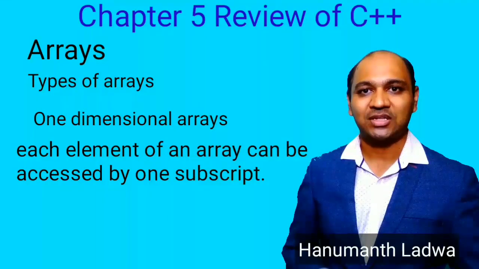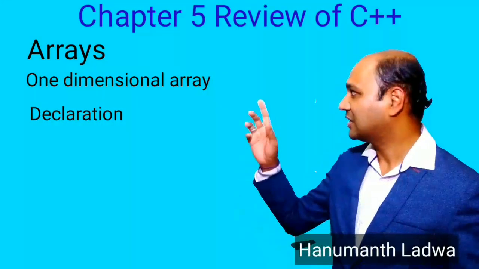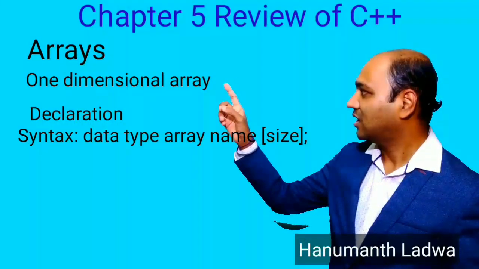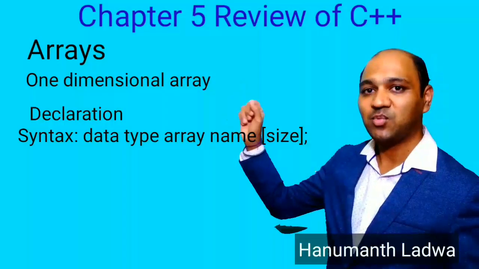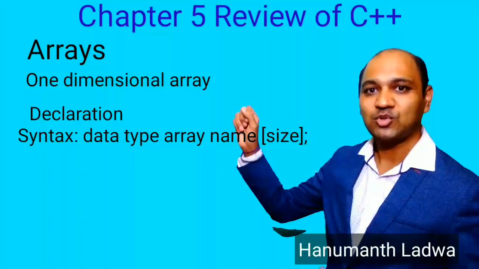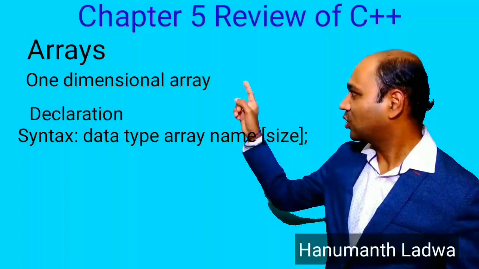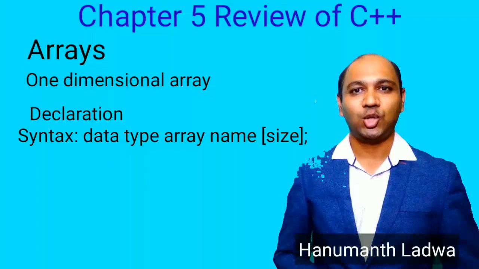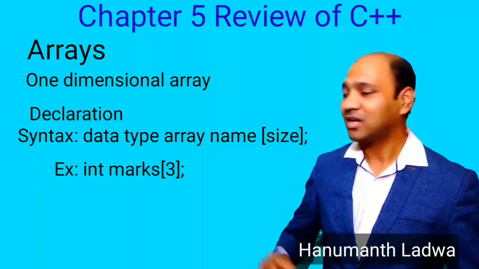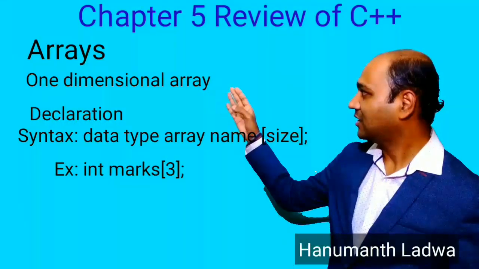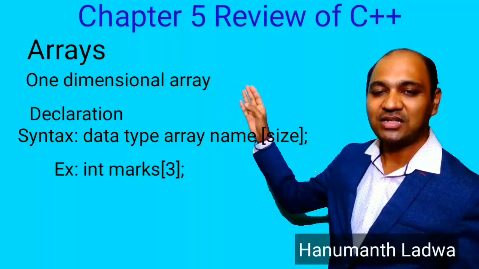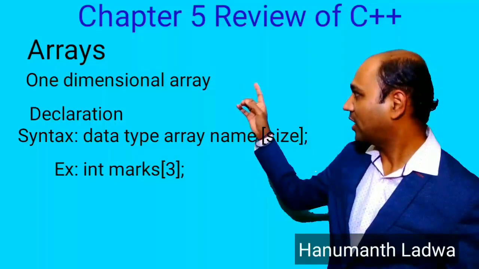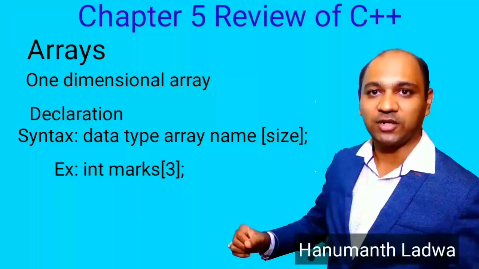So let us continue with the declaration. First we will see the syntax. So syntax represents first data type, next array name, and inside the square bracket we are going to write index number. So that is nothing but size, and closing square bracket and put semicolon. Now let us continue with one example. So here we will take the data type as int and the array name is marks, and inside the square bracket we are going to write the size as 3, square bracket and put semicolon.